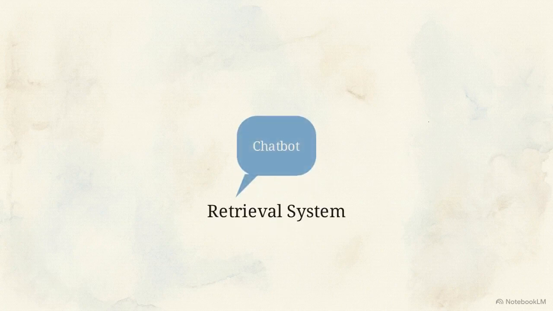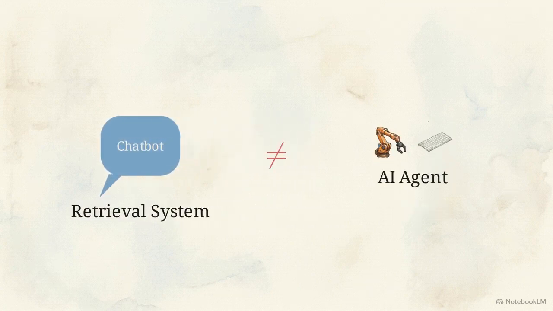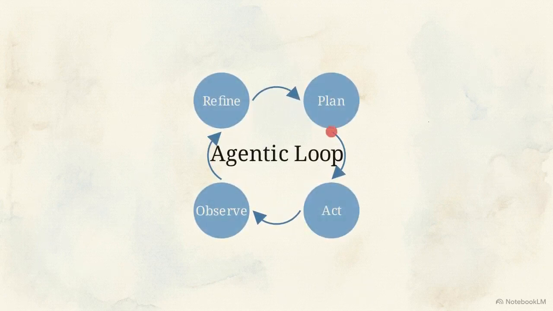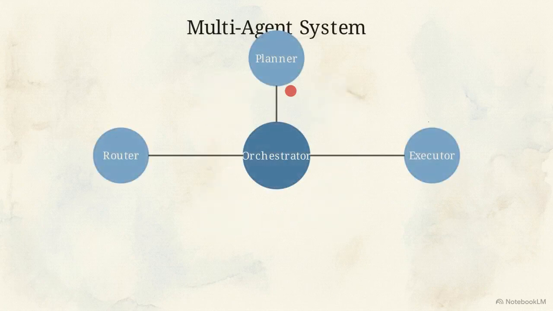A retrieval system is still just a chatbot. To take action, we need an AI agent. This system uses the model as a reasoning engine to pursue goals through an agentic loop: plan, act, observe, and refine. For complex tasks, we move to a multi-agent system, where specialized agents collaborate on a shared goal under the eye of an orchestrator. The router agent serves as the entry point. It examines the query and directs traffic to the correct specialist without answering the question itself.